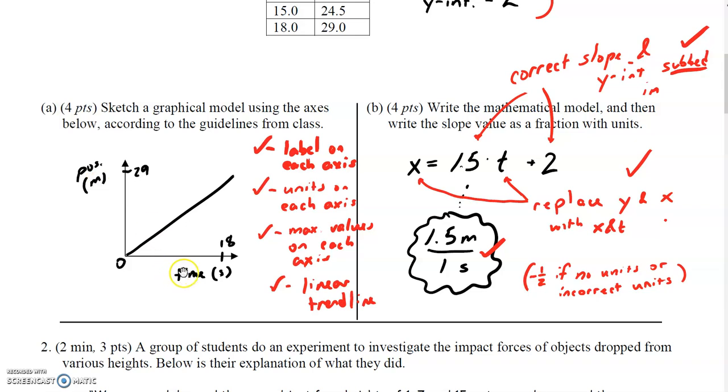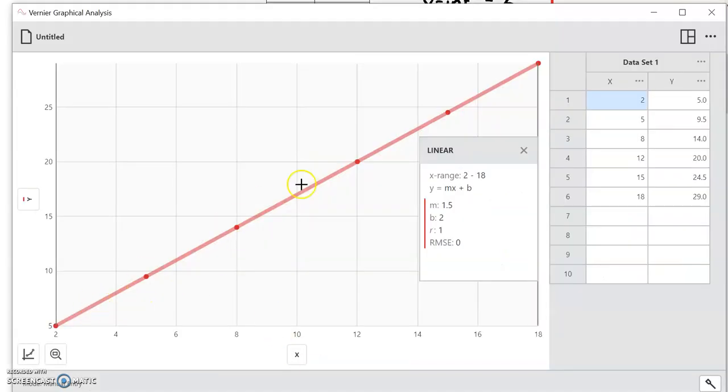So we want to have position and time. That's the label on each axis. We want to have the units on each axis. That would be meters and seconds. We should have the maximum values that provide a little bit of scale for us. That would be 18 and 29 are the max values. And then we should show the trend line or curve that we chose. We don't need any points. We just need that straight line curve that I see here in red.